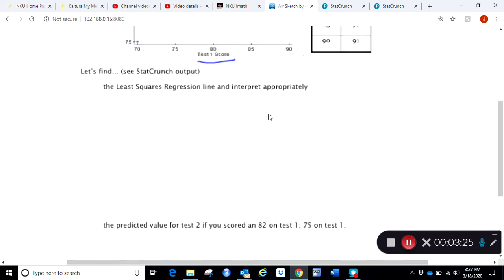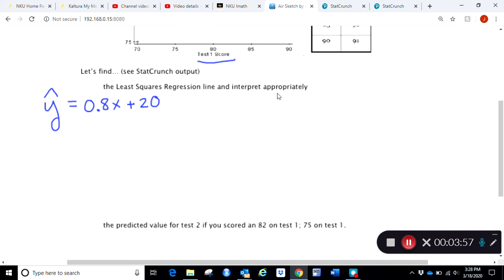So when I write out my equation, it's going to be a y hat because it's a predicted value, not necessarily the actual value. My slope was 0.8, so that's going to be multiplied by x, plus my intercept, which was 20. Again, we'll never have to calculate those. We're going to use StatCrunch to get those values. What we're also going to do is interpret appropriately.